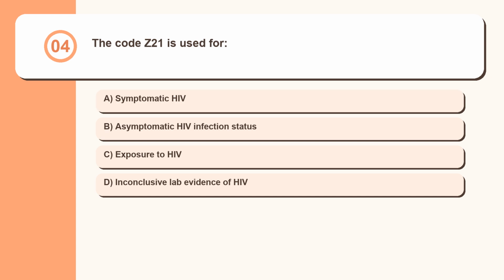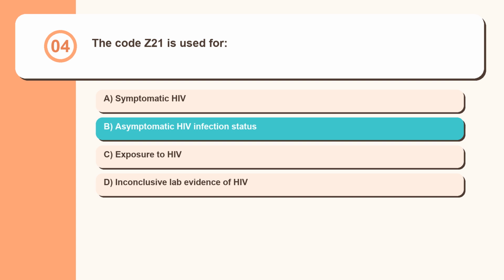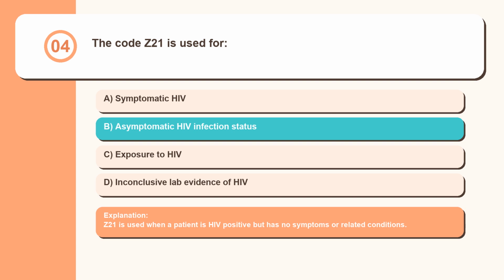Question 4. The code Z21 is used for symptomatic HIV, asymptomatic HIV infection status, exposure to HIV, or inconclusive lab evidence of HIV. Z21 is used when a patient is HIV positive but has no symptoms or related conditions.